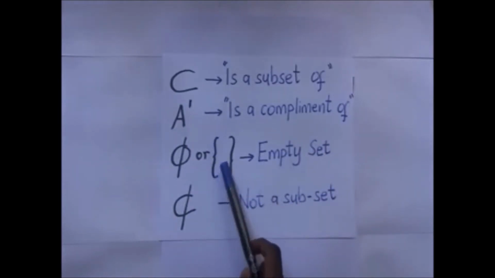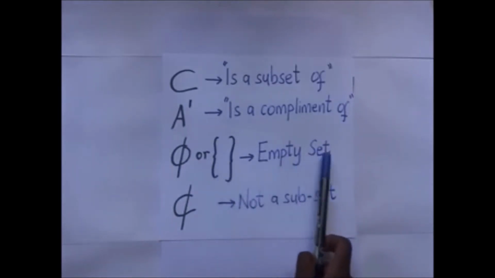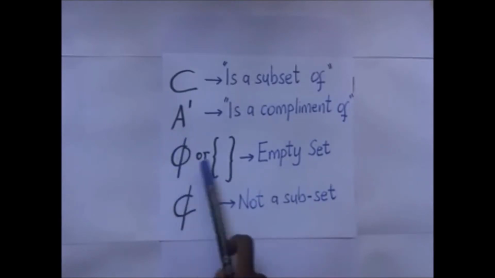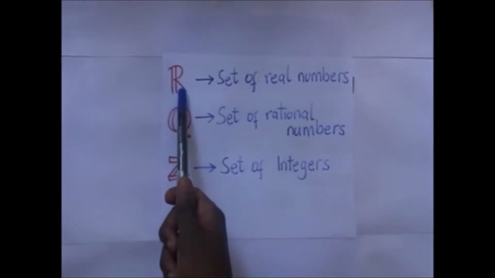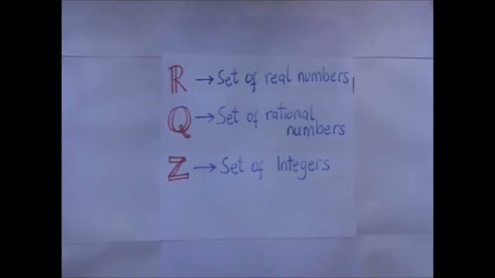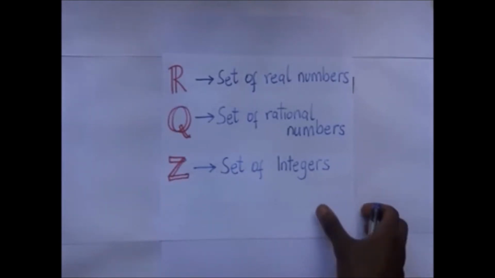Then these curly brackets, when there's nothing in between, mean an empty set. An empty set is represented by this. Then if a set is not a subset of, it is represented by that. Then this is the set of real numbers, denoted by that. A set of rational numbers is denoted by that, and a set of integers is denoted by that.